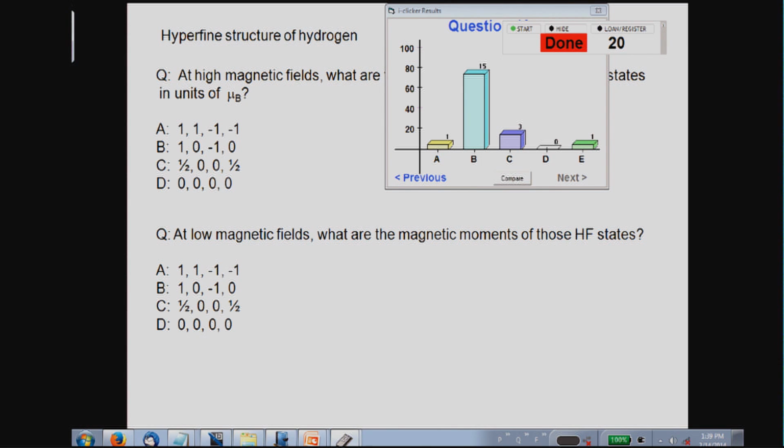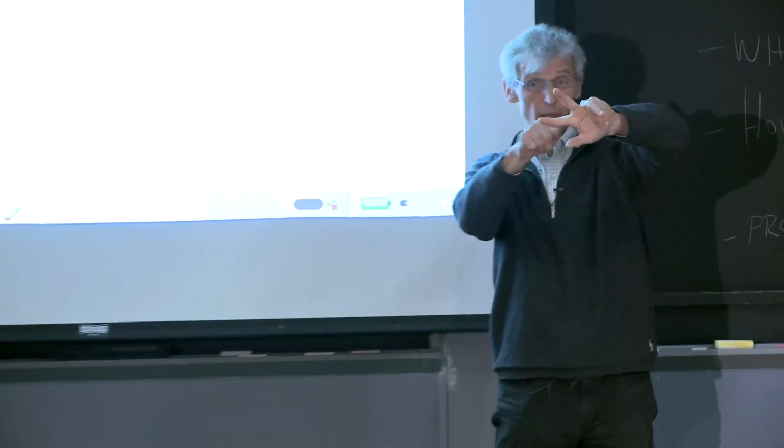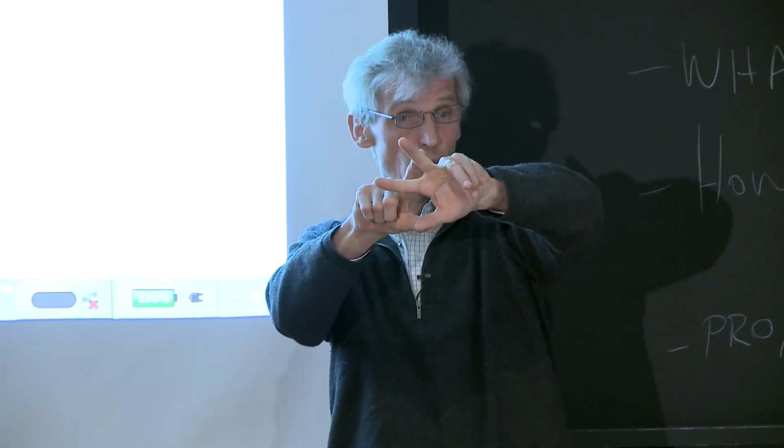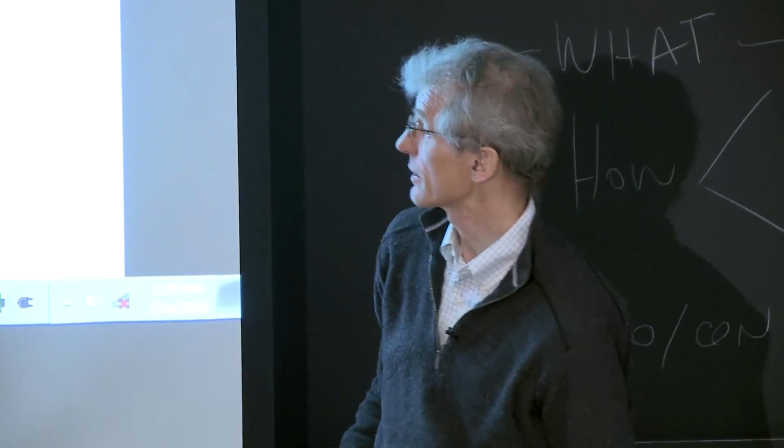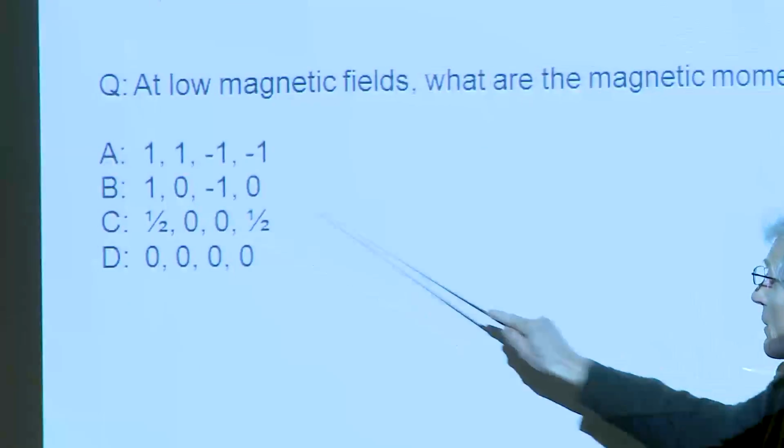Yes, the correct answer is B. We have two manifolds. One is f equals 1, where one slope is 0 and one slope is plus minus 1, and then we have an f equals 0 state. So it is 1, minus 1, and 0, 0.